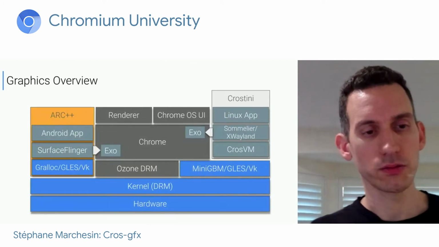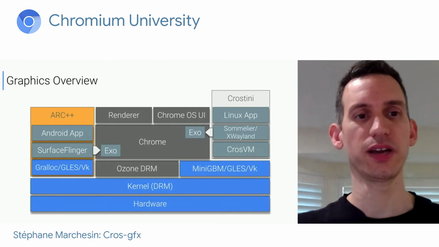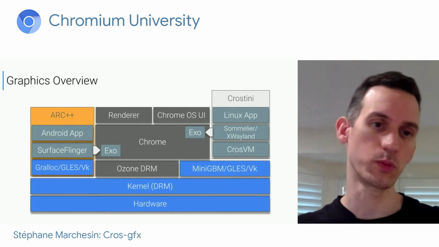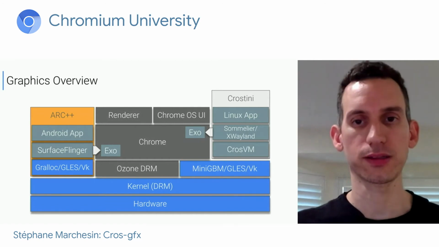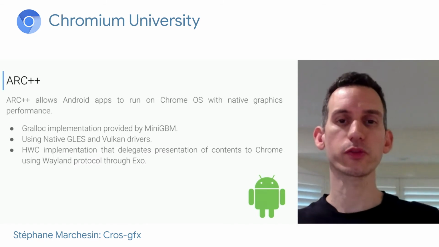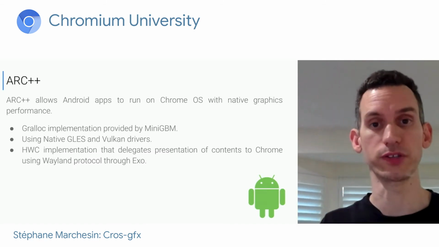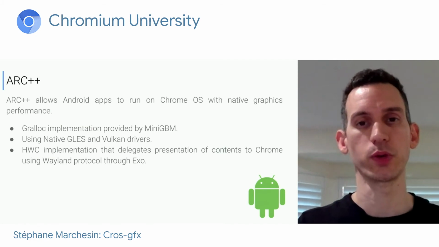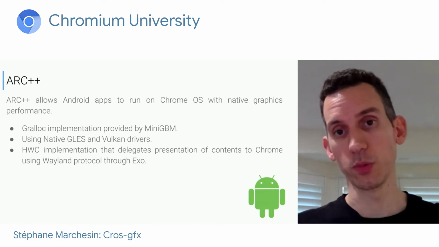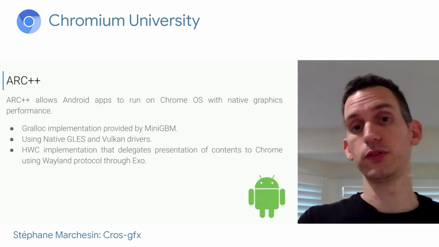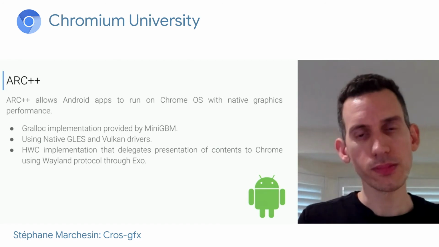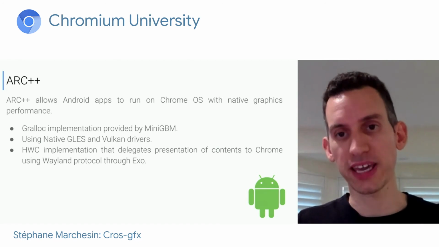So next component in line is Arc++. Arc++ is the name of the Android application support for Chrome OS. Let's look quickly at how this works in terms of graphics. Arc++ really embeds a full Android system, an entire Android system that we embedded into Chrome OS. And that includes Surface Flinger and Hardware Composer. Surface Flinger is the standard display server for Android, and Hardware Composer is the standard backend for that display server.